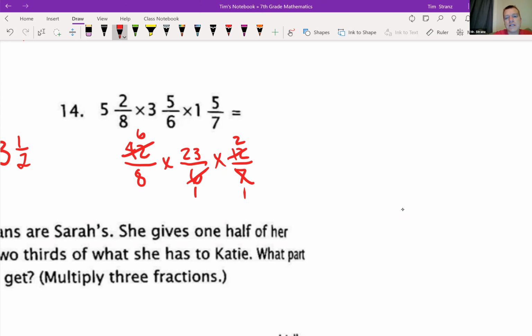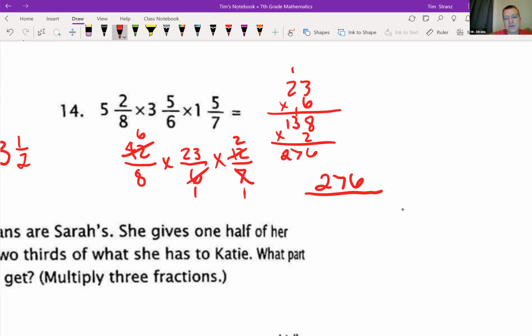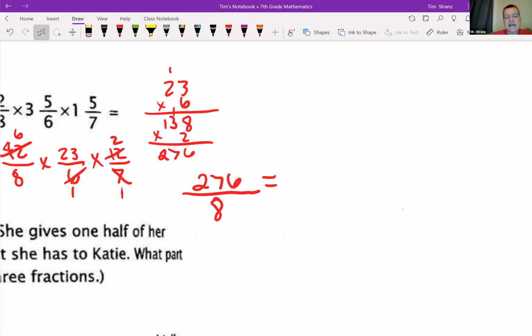Okay, so 6 times 23. I'm going to do that up here. 18, that's 12, so 138. 138 times 2 is 276. So my numerator is going to be 276. My denominator is going to be 8. Right? I need to see how many times 8 goes into 276. So 276 divided by 8.